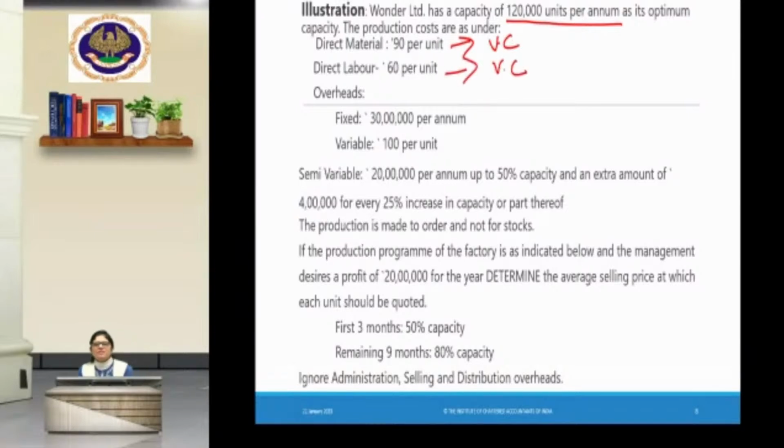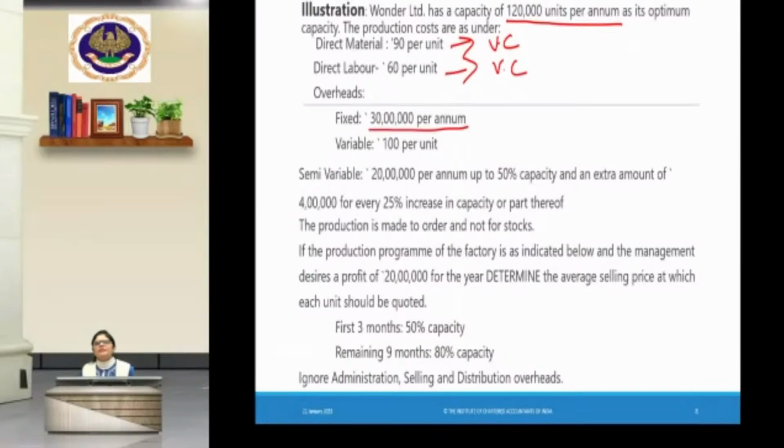So whenever it's per unit, it's almost always variable cost because variable cost per unit remains constant. Clear? Fixed cost will always be per annum because fixed cost changes with time or total manufacturing capacity. Variable cost changes with the units of output. So fixed cost is related to the time period and variable cost is related to the units of output or production. Clear? So variable cost is never time-based.